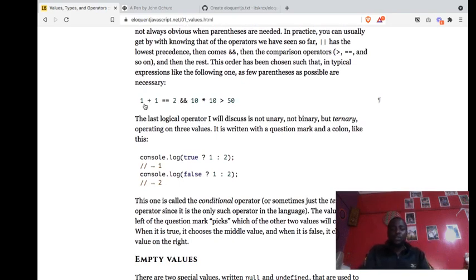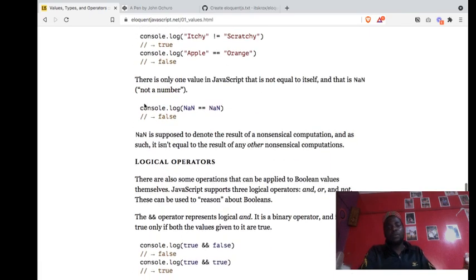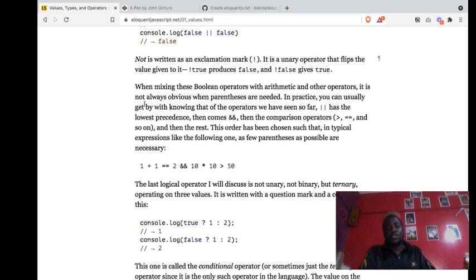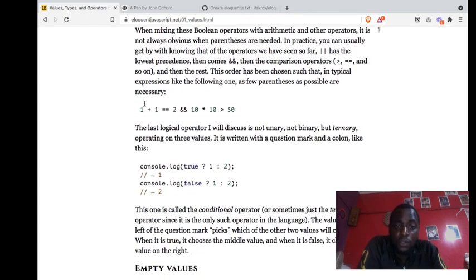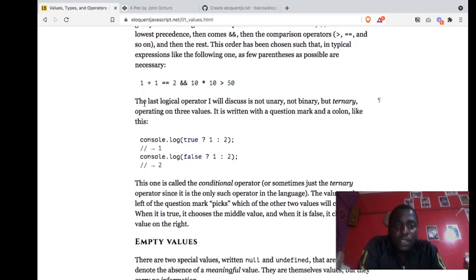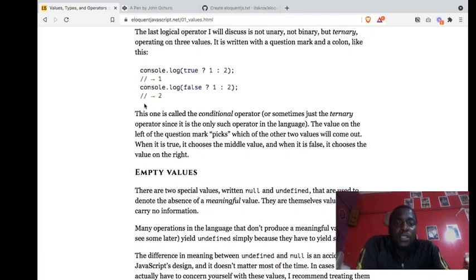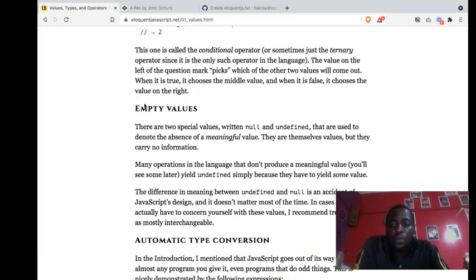The last logical operator I will discuss is not unary, not binary, but ternary. So we talked about unary, we talked about binary, we even talked about logical operators, and now we're talking about ternary operators. It operates on three values, and it is written with a question mark and a colon, like this: console.log(true ? 1 : 2), which is 1, and console.log(false ? 1 : 2) is 2. This one is called the conditional operator.